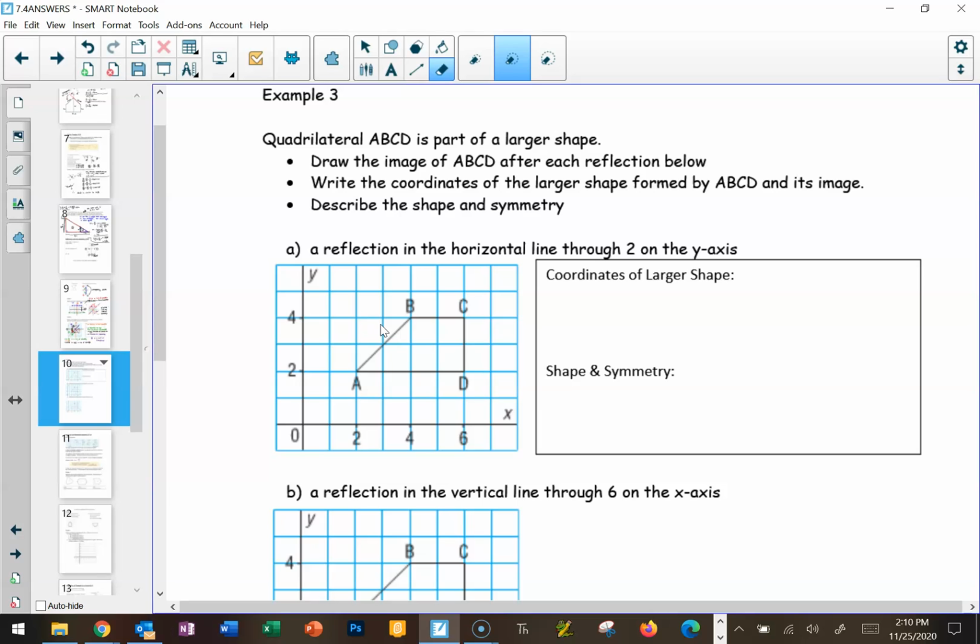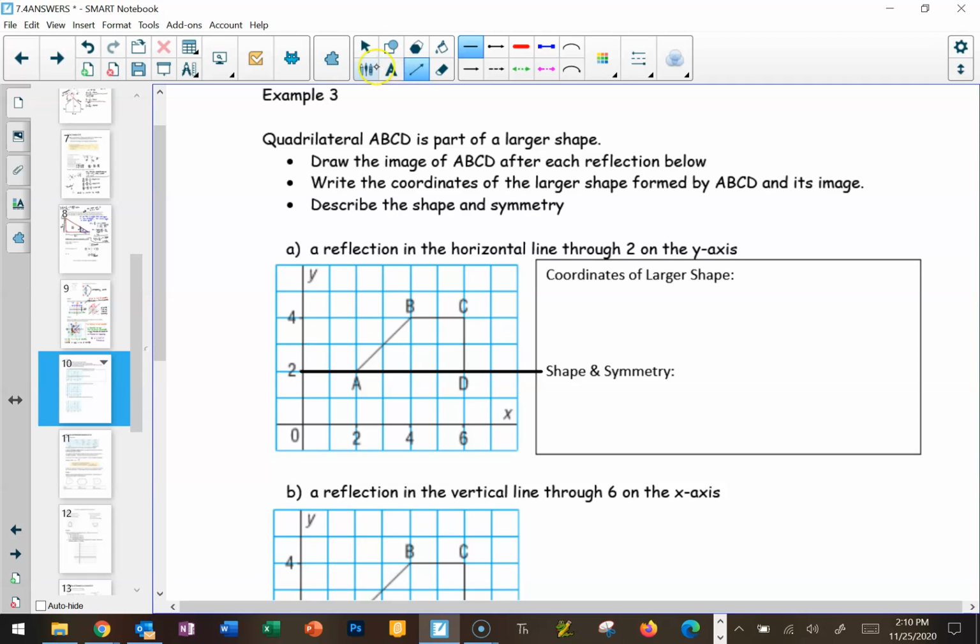Okay, so now it's going to get us to do some actual reflections here. So let's see what we got. We need to draw a reflection in the horizontal line through 2. Well, there's only one way to draw a horizontal line through 2, y equals 2. A horizontal line through here would just be the axis, so even though that's maybe not as specific as it should be, that's what it meant. Oh, it does say on the y-axis. Okay, perfect. That's through 2 on the y-axis. That's where we need to be.